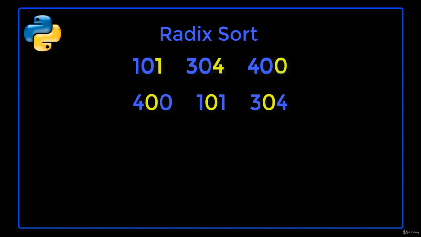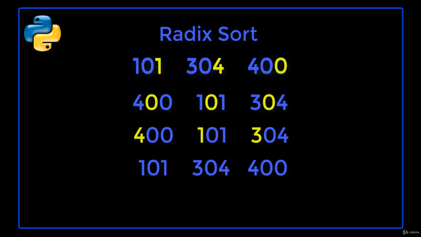Next, the middle digits are examined, since this algorithm starts from the right and moves 1 digit to the left each time. Since all of the middle digits are 0, the elements in the collection stay in the exact same order. Now, the leftmost digits are examined.